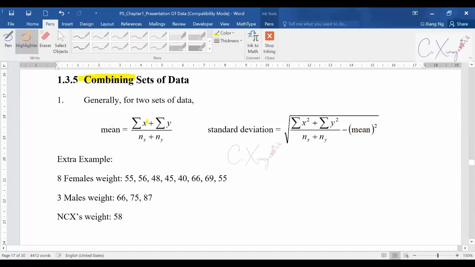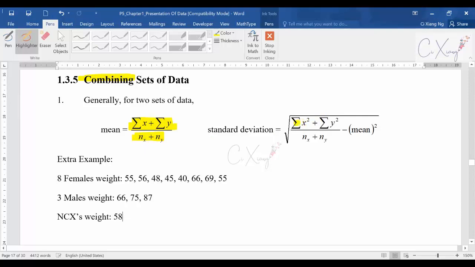If you want to calculate the mean when you have two sets of data, you need to get the total for both groups of data first, and you add them together to get the grand total, divided by the total number of x and y that you have in these two sets of data. The same thing happens for the standard deviation.